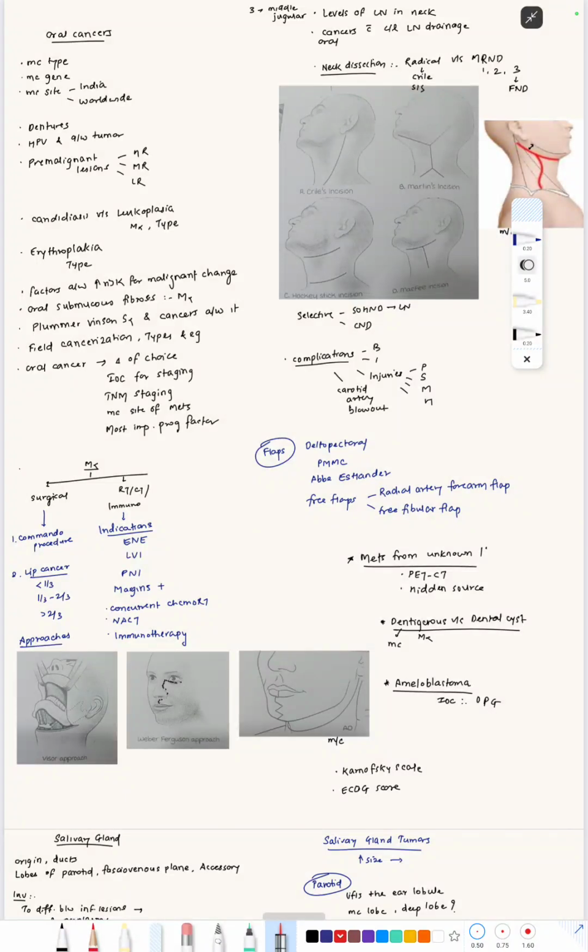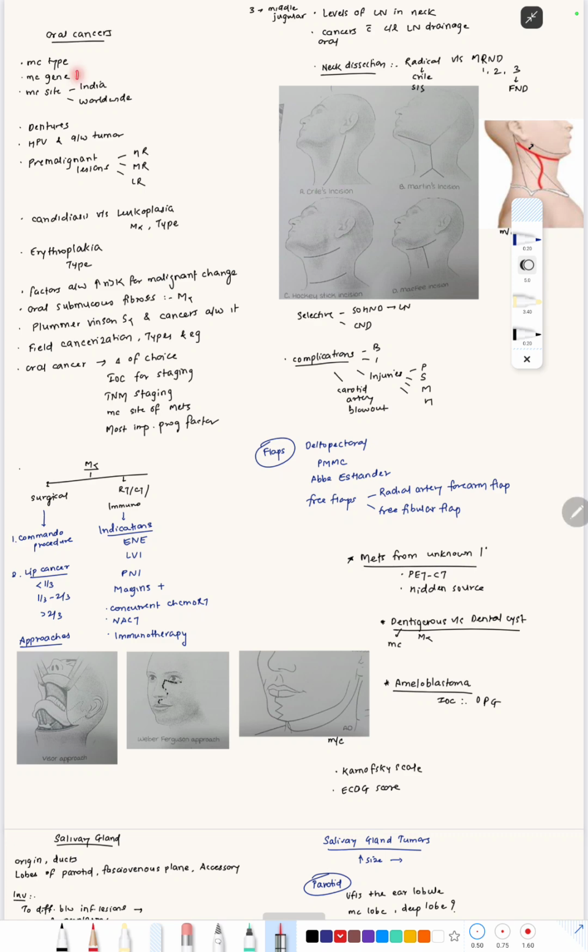So starting off with the oral cancers first. In the oral cancers, the most common type of oral cancer is going to be the squamous cell carcinoma. Now, when we're talking about squamous cell carcinoma, it is differentiated into two types, that is whether it's well differentiated or poorly differentiated. It depends upon the number of keratin pearls. More the number of keratin pearls, well differentiated it is. Lesser the number of keratin pearls, it is poorly differentiated.